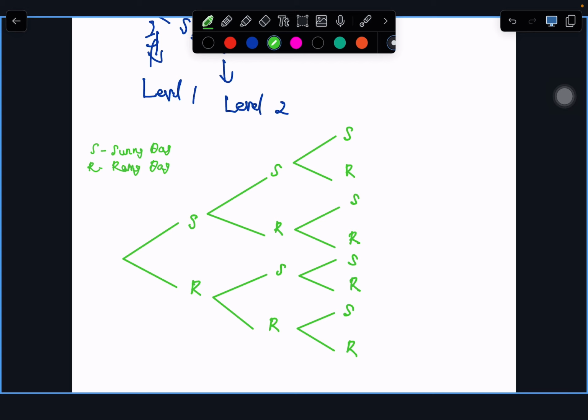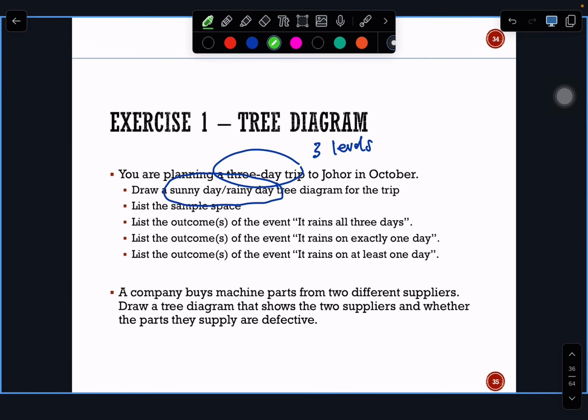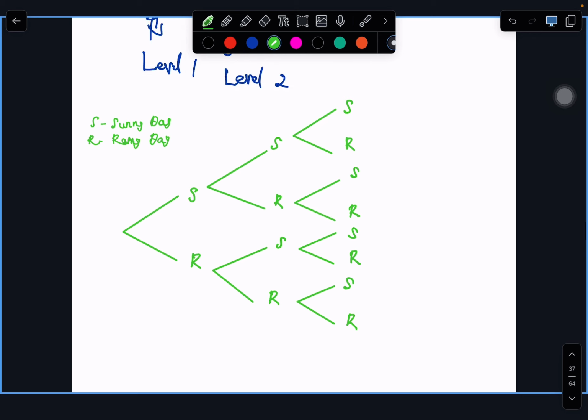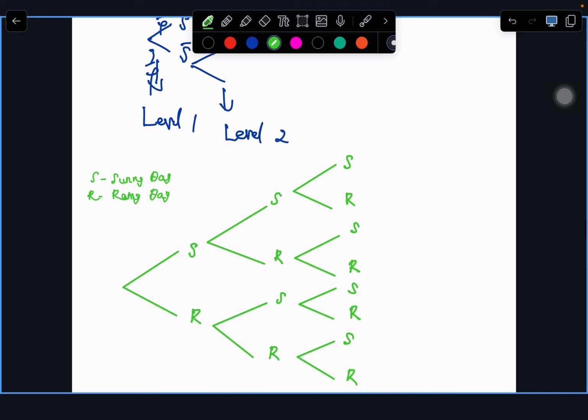Okay, so that is number 1. The second one is we have to list the sample space. We have proper tree diagrams here, right? So where is the sample space? You can put it at the back here; you can write outcomes or sample space. Both are okay. Let's label this one sample space.